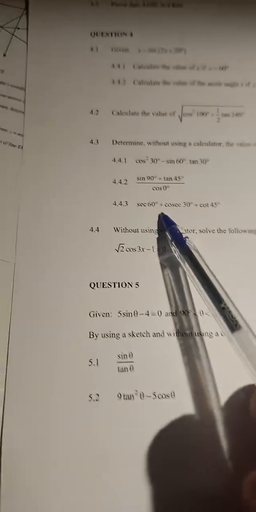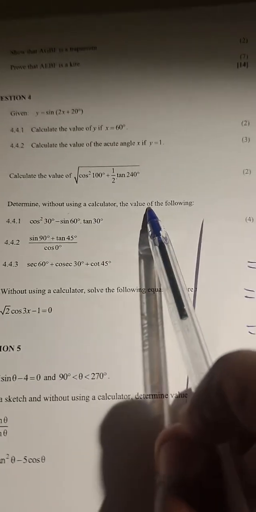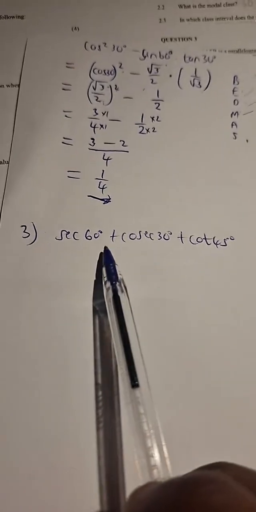Let me do number 3. Instead, I just want to do those two. Sec 60 plus cosec 30 plus cot 45. So this is another situation of determine without using a calculator the value of.